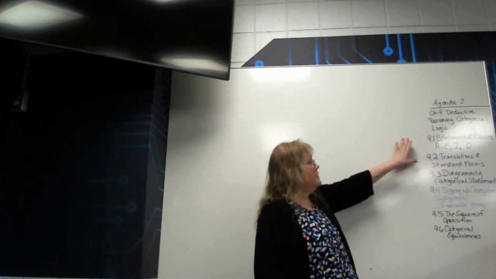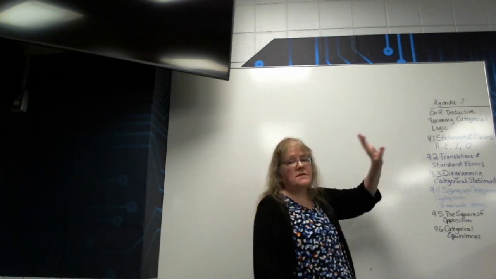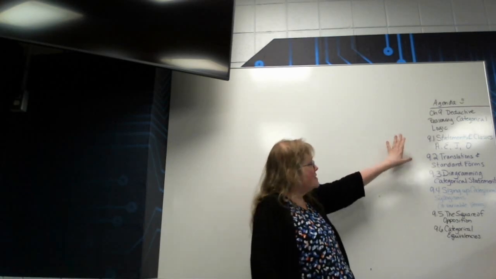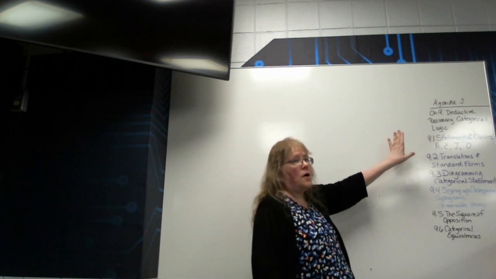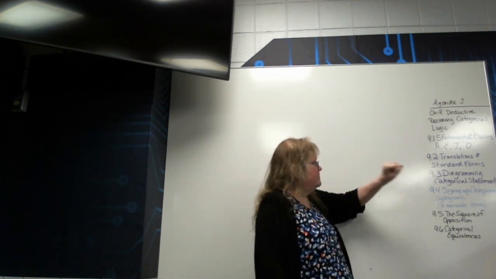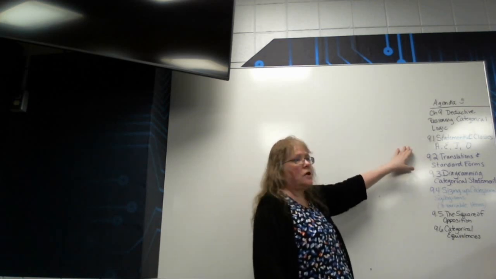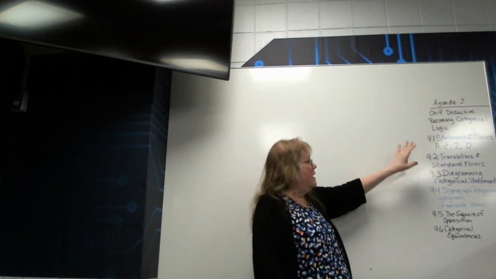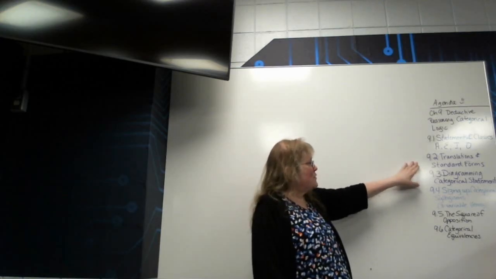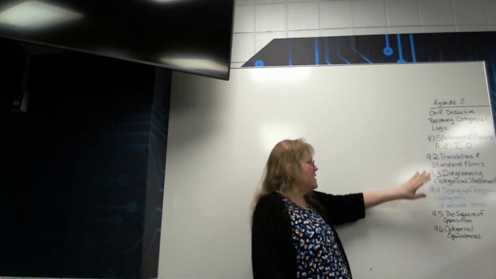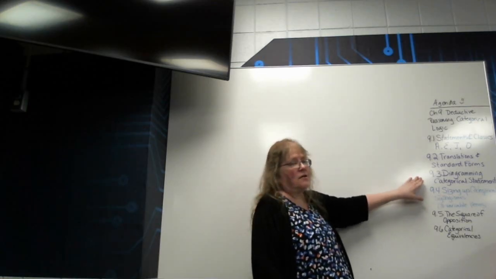So Chapter 9 is deductive reasoning. It's our second foray into that, but it's a different way of looking at things called categorical logic. In 9.1, we're going to look at statements and classes. In 9.2, we're going to look into translations and standard forms. And then in 9.3, we're going to do categorical statements, diagramming them.